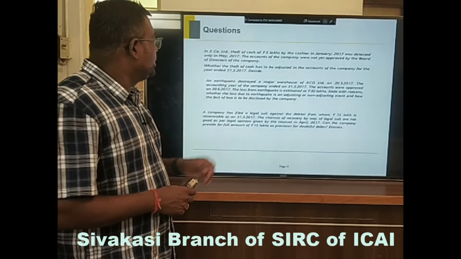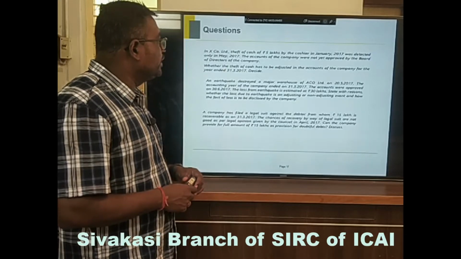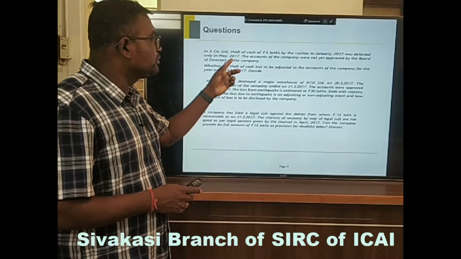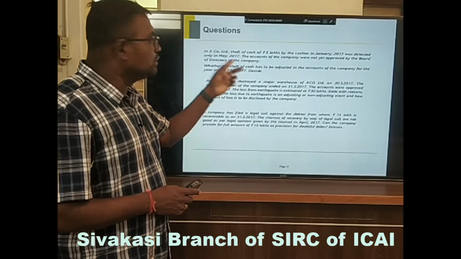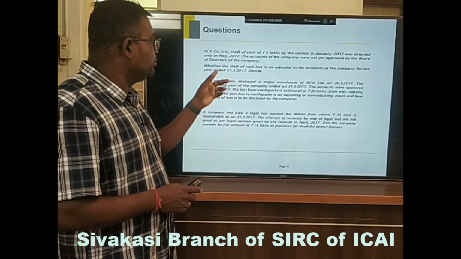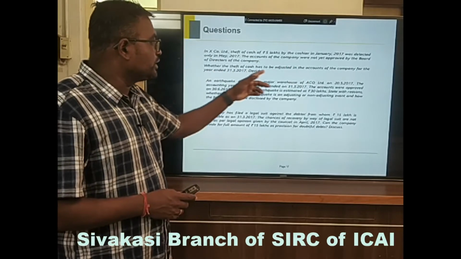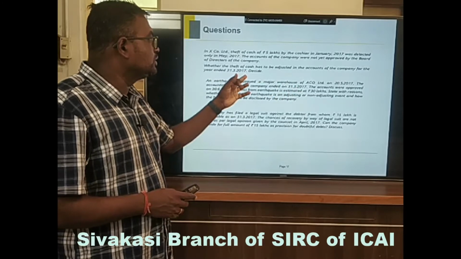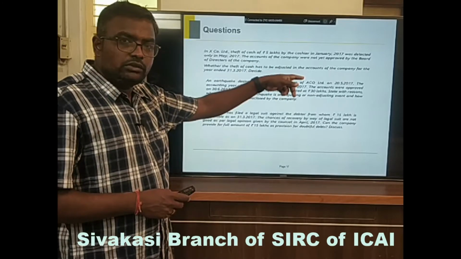In X company, theft of cash of 5 lakhs by the cashier in January 2017 was detected only in May 2017. This was the March 2017 accounts, so the accounts of the company are not yet approved by the board. Whether the theft of cash has to be adjusted in the accounts of the company for the year ended 31/3/2017. So it happened in 2017.